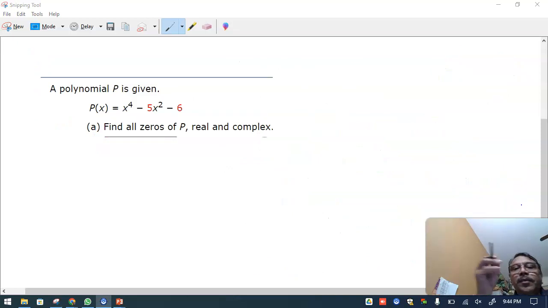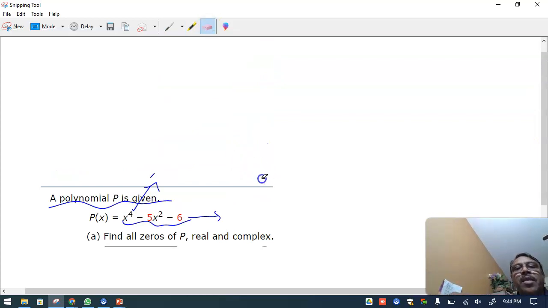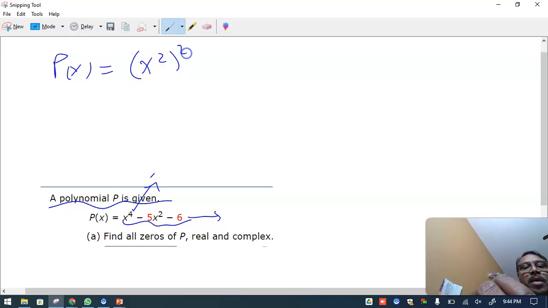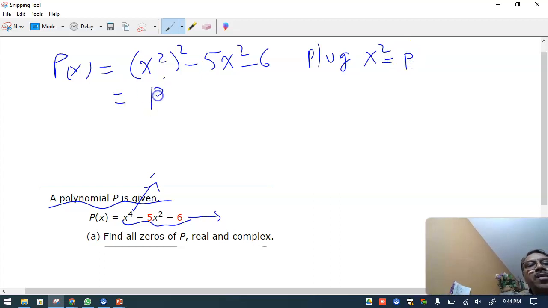I hope that helps. Okay, this is a polynomial of degree 4. So this time you have to reduce this to a quadratic. Right now the degree is 4. We can write this as P(x), so let me write on top so that I have enough room to write everything. So P(x) can be written as (x squared) squared minus 5 x squared minus 6. Now instead of x squared, we'll put in another variable p to make it look like a quadratic. See? And now we need to factorize.